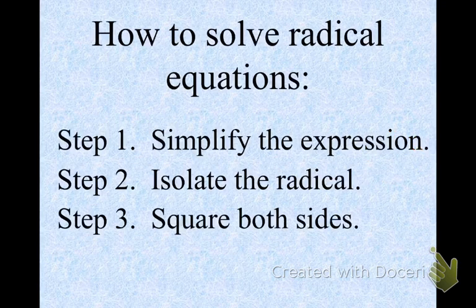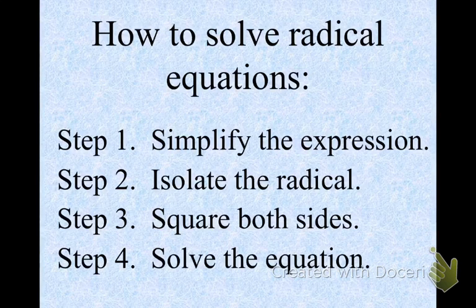So again, here are the steps on how to solve radical equations. You simplify the expression if needed. You isolate the radical. So before you square both sides, you can only have a square root on either the left or right side, and everything has to be inside that square root. And then you just solve the equation like you would any normal equation after that.